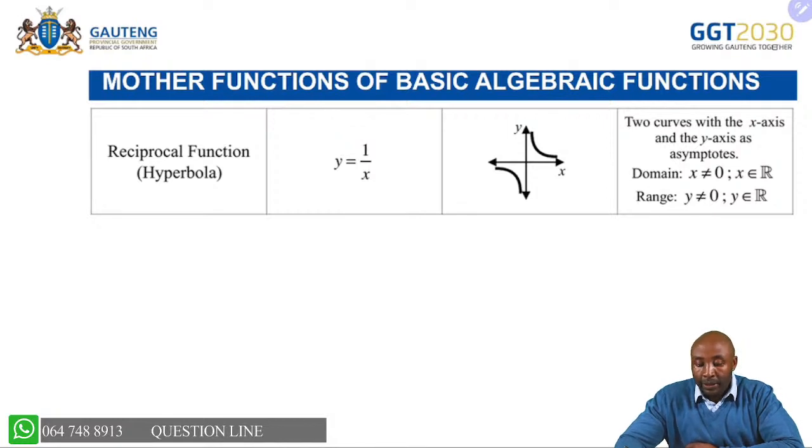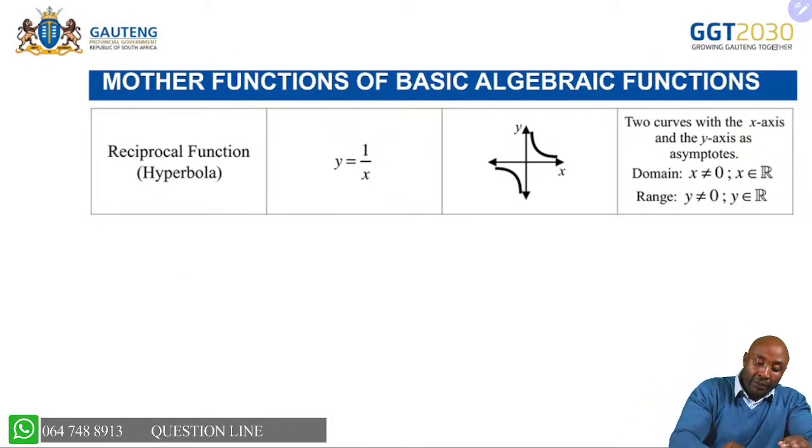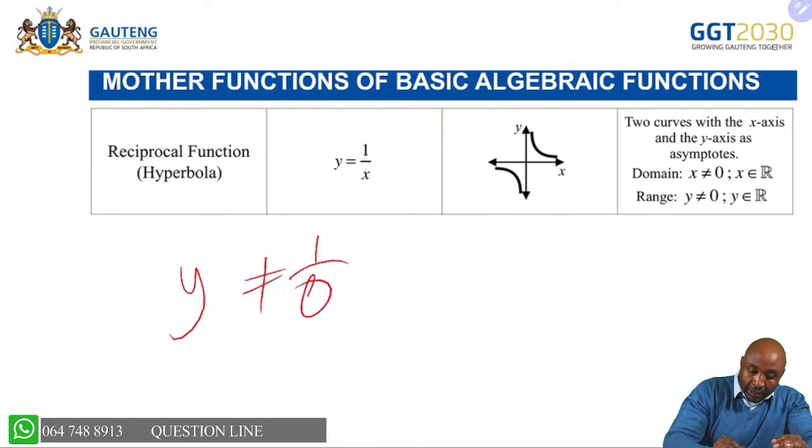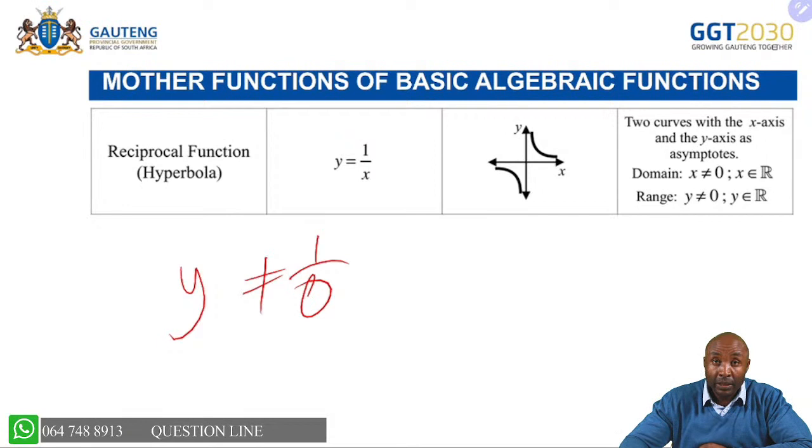The domain excludes the line x is equal to 0 because that's our y-axis. x is an element of real numbers, but we exclude x is equal to 0 because that becomes an asymptote. Any number divided by 0 becomes undefined, hence x equals 0 becomes an asymptote.